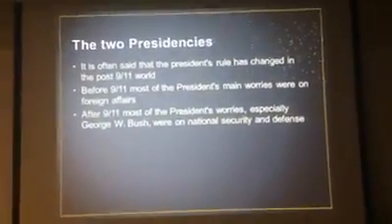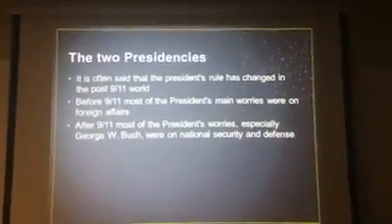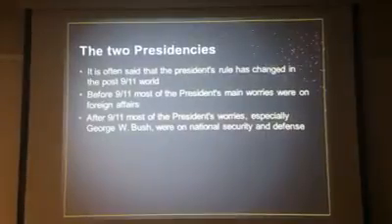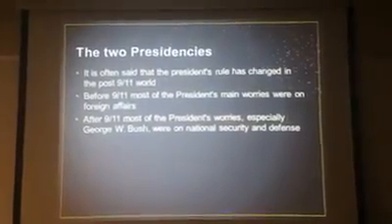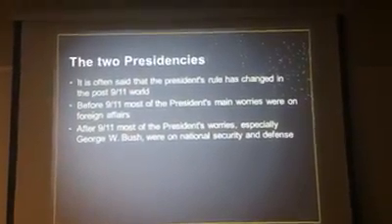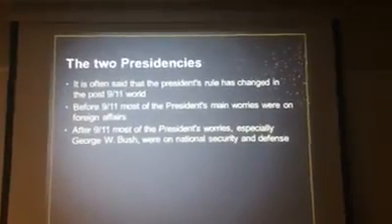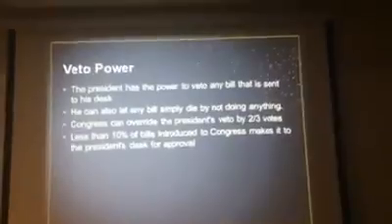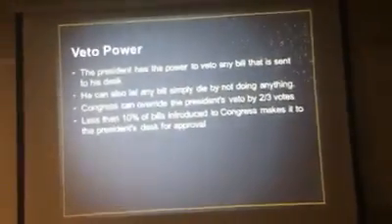The two presidencies. It is often said that presidents' roles have changed since the post 9/11 world. Before 9/11, most of the president's main worries were on foreign affairs. After 9/11, most of the president's worries, especially George W. Bush's, were on national security and defense, giving birth to Homeland Security.